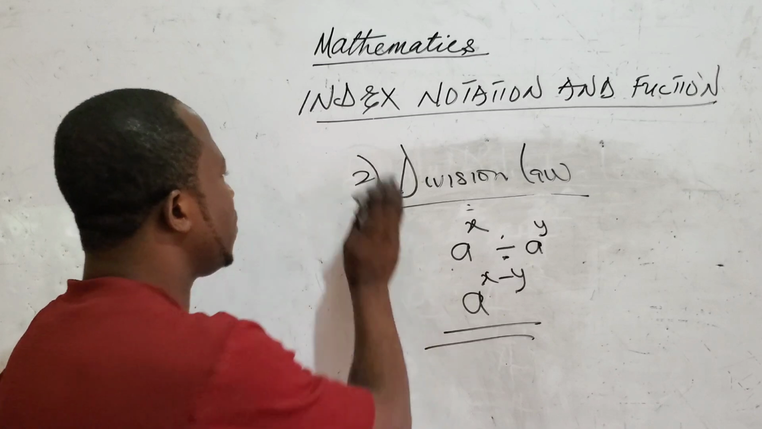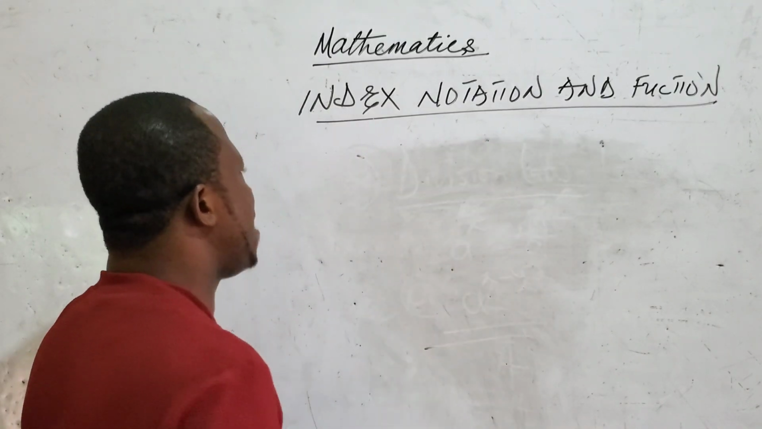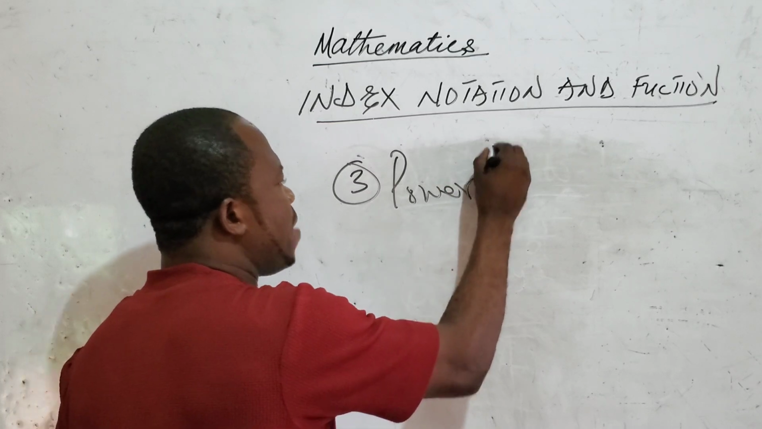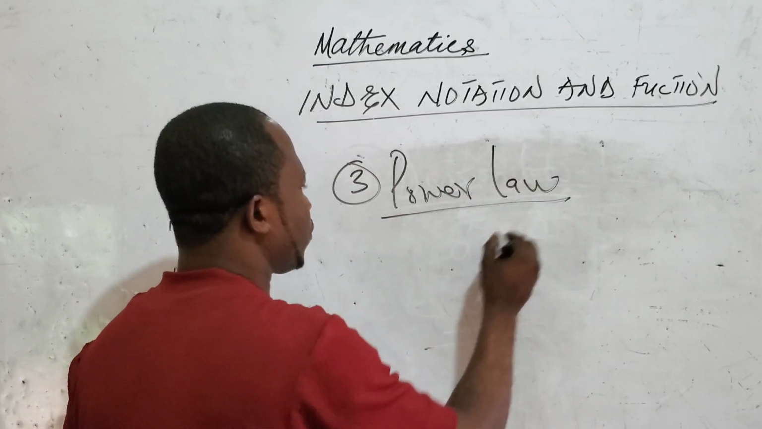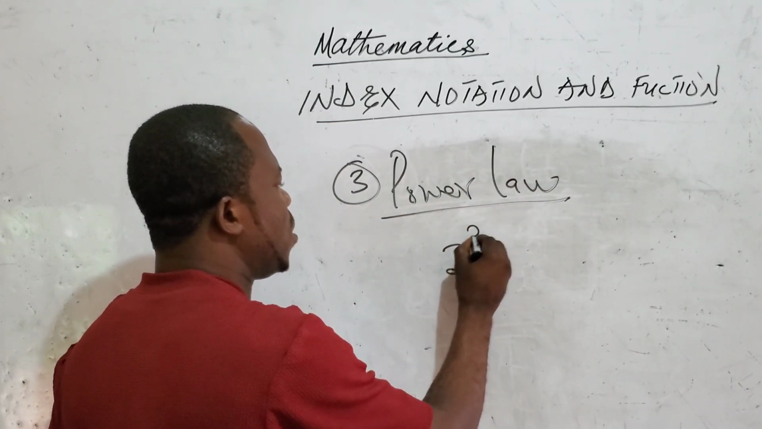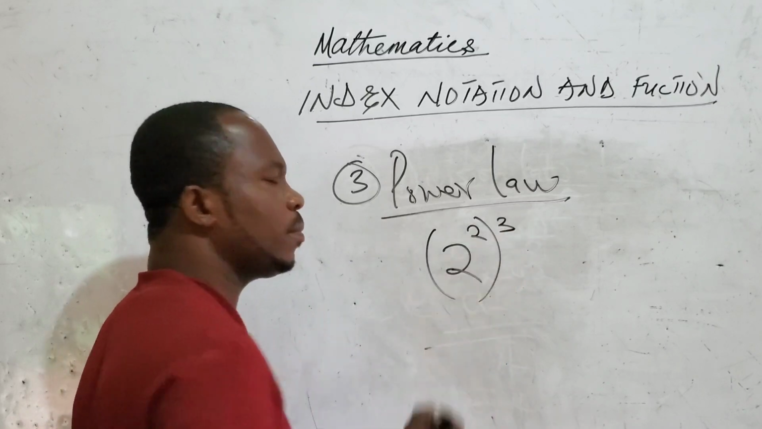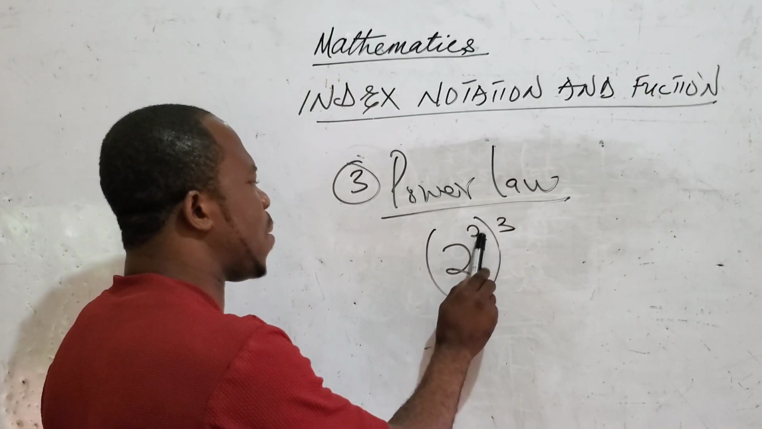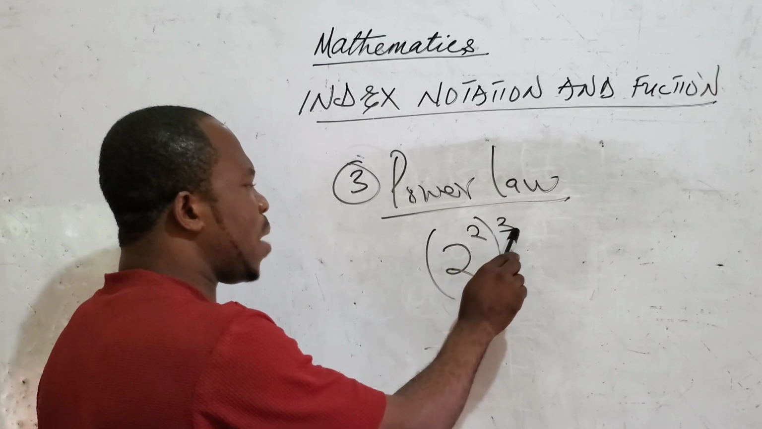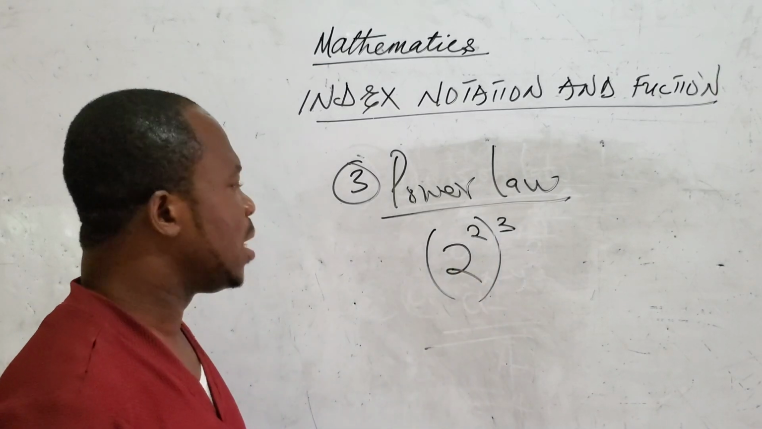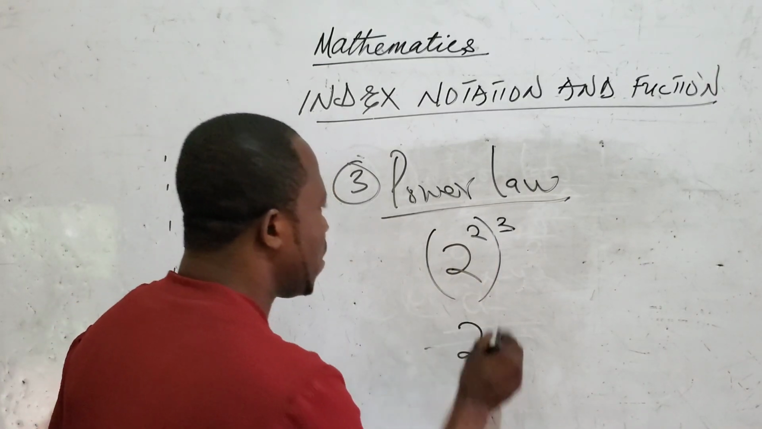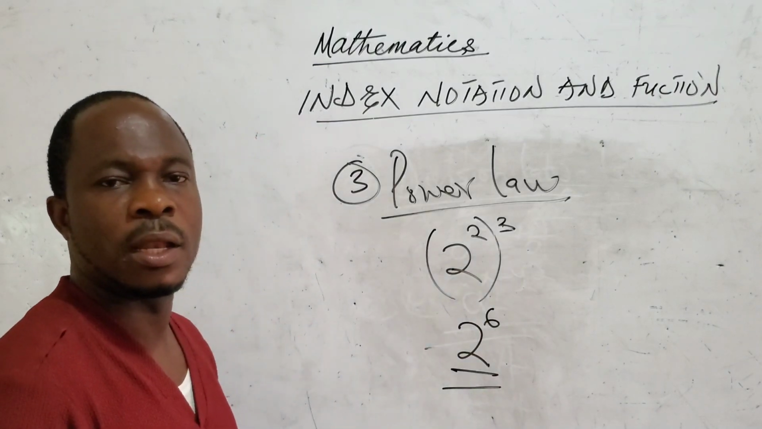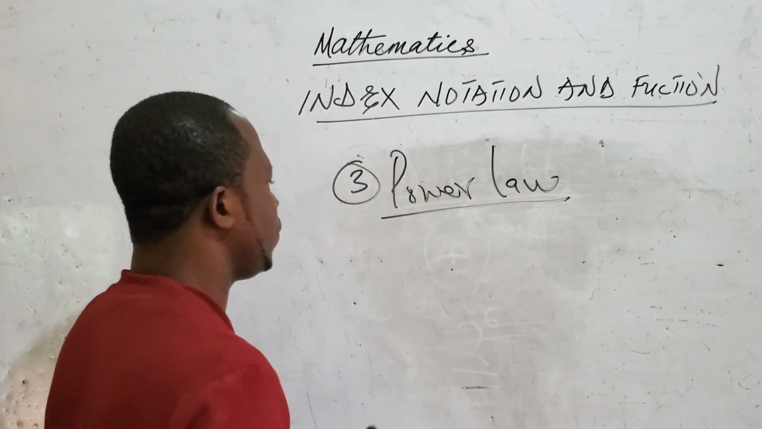Let's go for the third law. We have the power law. Let's say we have something like this. The power law states that if a number is raised to a certain power and again raised to another power, the powers are multiplied. That is to say that we're going to have 2 raised to the power 3 times 6. And that is all. Let me give another example.